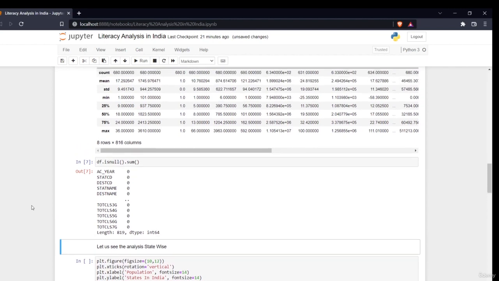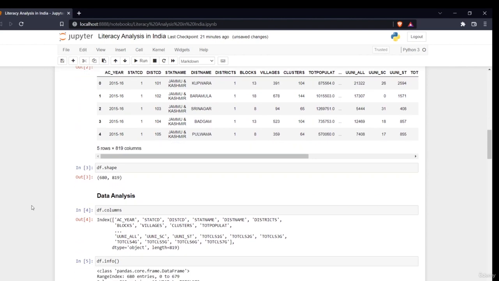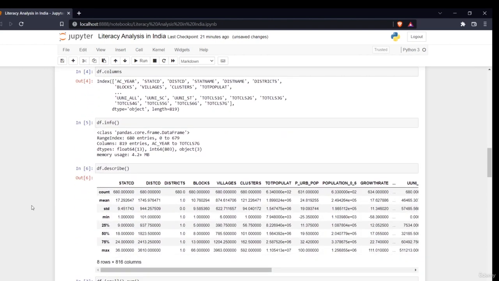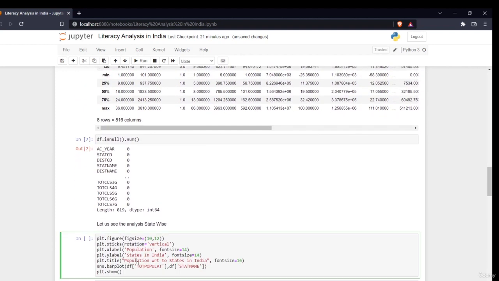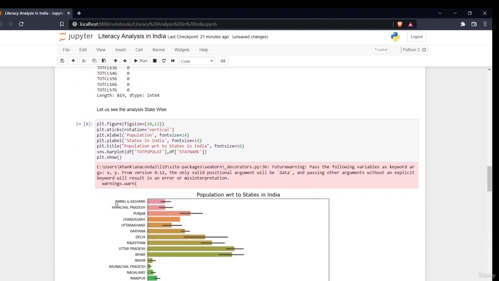So the very first thing I want to see is the population. The very first and most foremost thing one sees is the population: which is the most populous state and which is the least populous state. So we'll just see. I'm just doing a bar plot. Okay, so this is the bar plot.